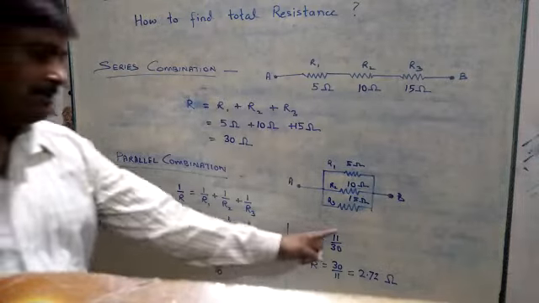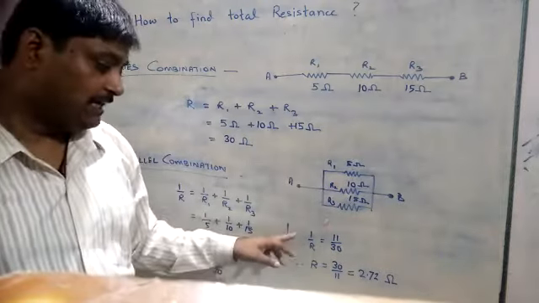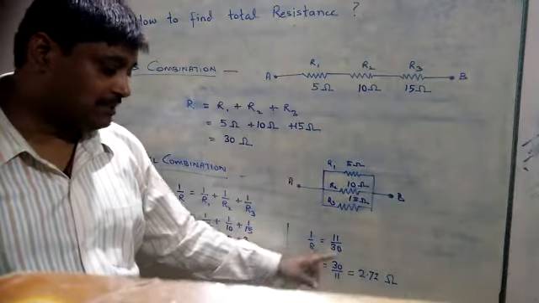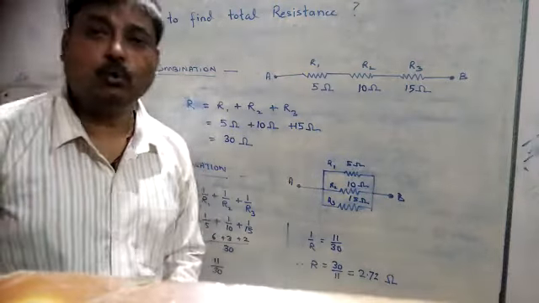Now take the reciprocal of this, the inverse, to find the total resistance. That is, 11 upon 30 inverted is 30 upon 11, that is 2.72 ohm.